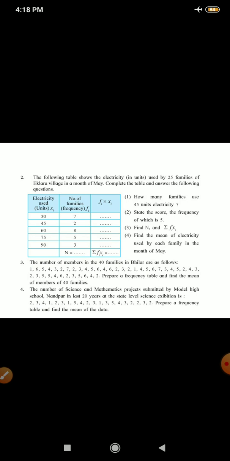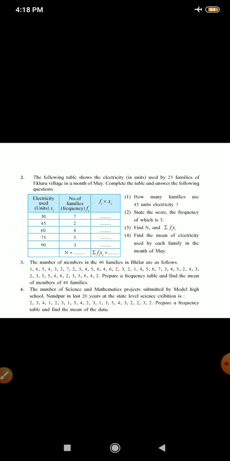Electricity used units xi, first column, 30, 45, 60, 75, 90. Second column, number of families, frequency Fi, 7, 2, 8, 5, 3. So n is equal to 25. So write the 25. Last column, Fi into xi.